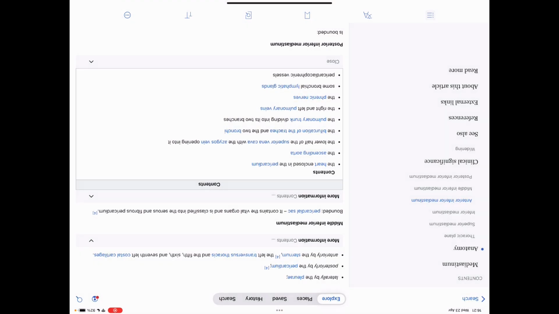You're right. The bifurcation of the trachea is located in the middle mediastinum, near the posterior boundary, just above the heart and within the pericardial space. And in the middle we have the pulmonary veins, the right and left.